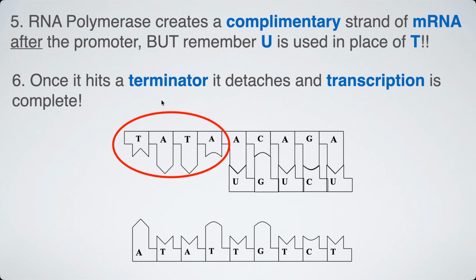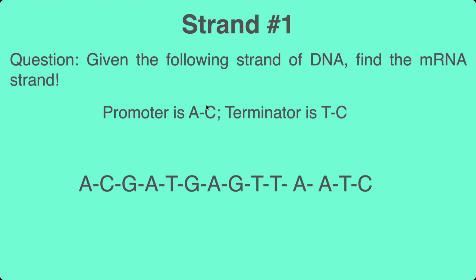How does it know where to stop? Once it hits what is called a terminator, it detaches, and now the transcription is complete. And terminators can be, again, a lot of things, but they're going to have to tell you. So like in a worksheet, on a test, in a problem, they're going to have to tell you what the terminator and promoters are because there are a bunch of them.